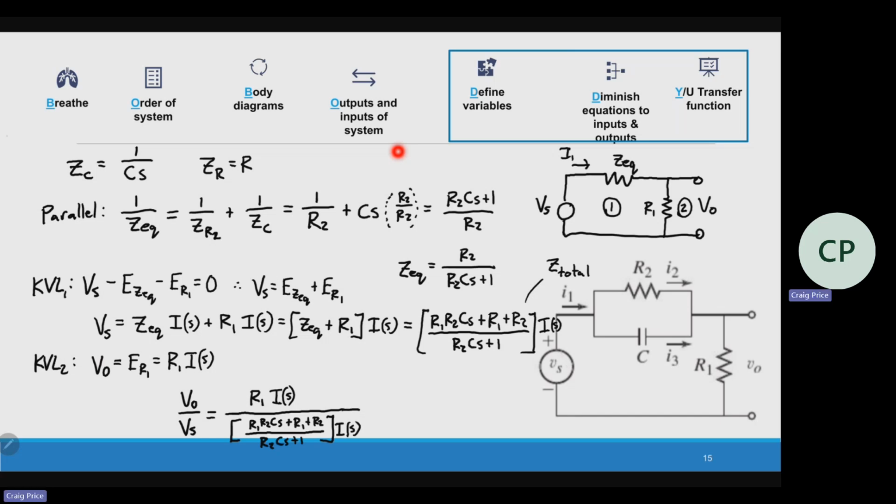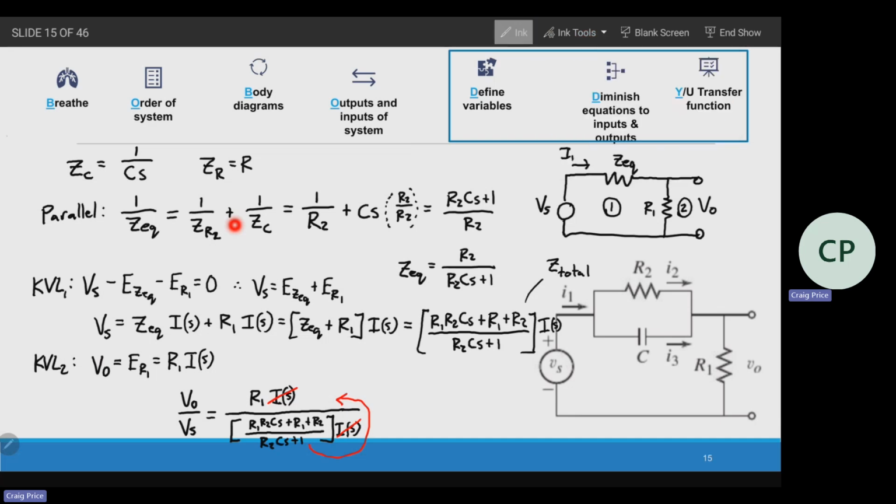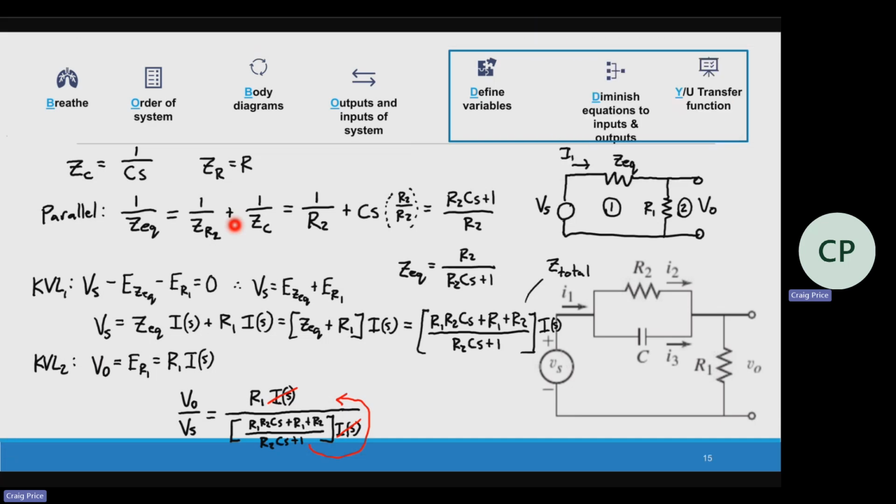I'm taking output voltage over input voltage, and we should be able to get to a transfer function. The nice thing about this is that the currents are going to cancel out. And then basically I'm just going to move this numerator up here. When you divide by a fraction, the denominator comes up to the top. So our final transfer function is going to be R1, R2 CS plus R1 all over R1, R2 CS plus R1 plus R2.